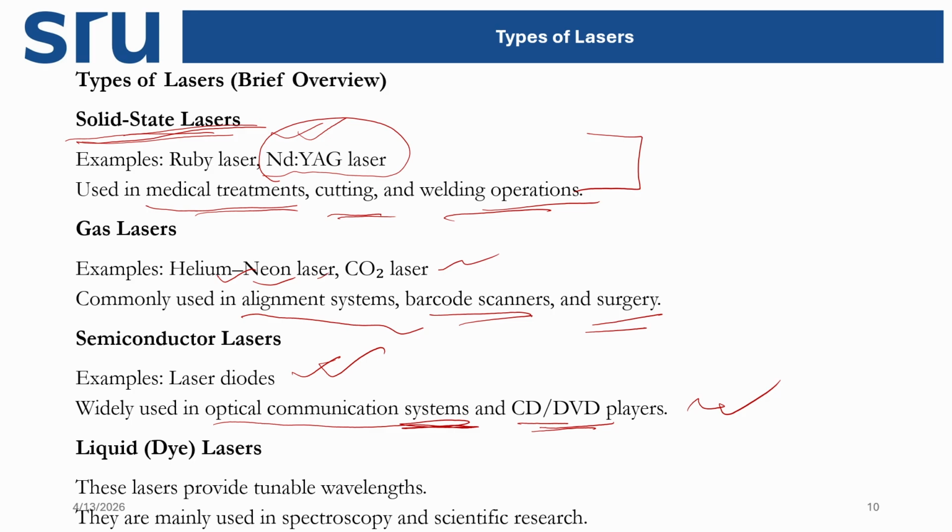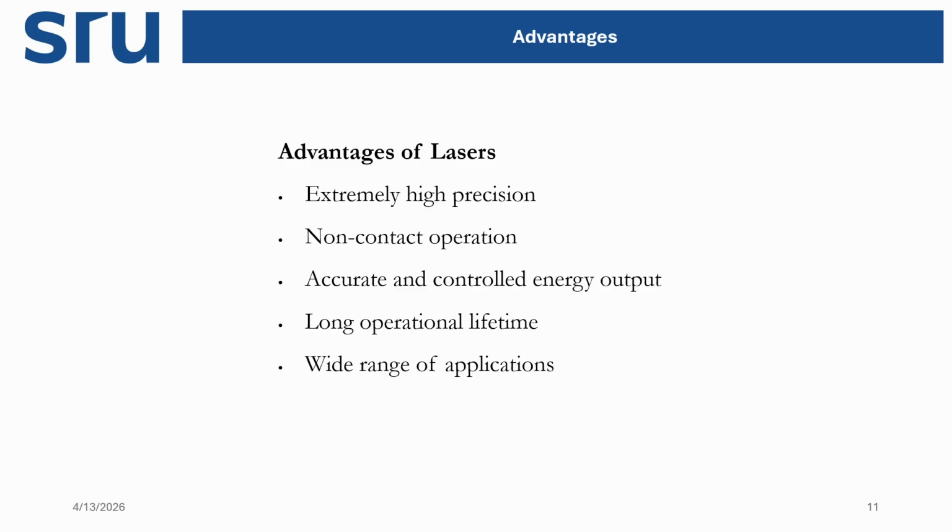Liquid dye also shows laser properties; the dye laser provides tunable wavelength, meaning we can change the wavelength of the laser. So different colors of the laser, such as red, green, or yellow, are possible. By changing the color, the wavelength of the light, it is used for scientific research or spectroscopy.